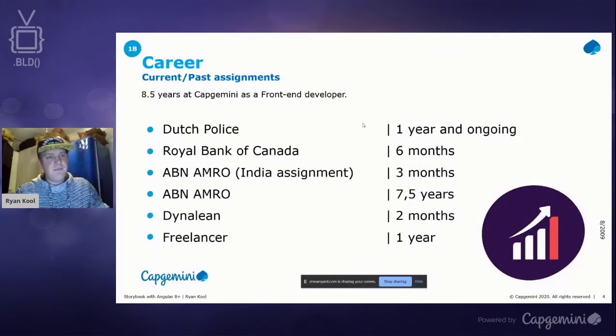So this is my career. The last 8.5 years, I've been working at Capgemini as a front-end developer. I've worked for different kind of companies. I've been working for Dynalean, ABN AMRO. I worked in Canada for 6 months. I worked in India for 3 months. And the last year I've been working for the Dutch police, and I'm still working there at the moment. I've also been a freelancer for almost a year, which was also a good experience to have before you start off in a company like Capgemini.